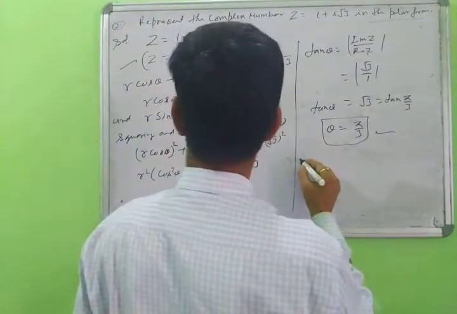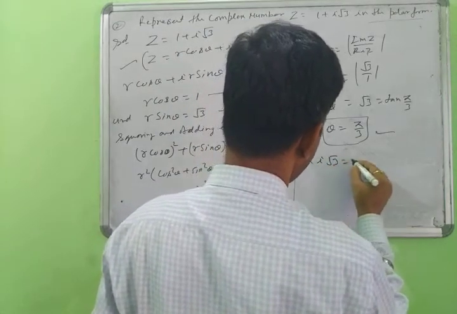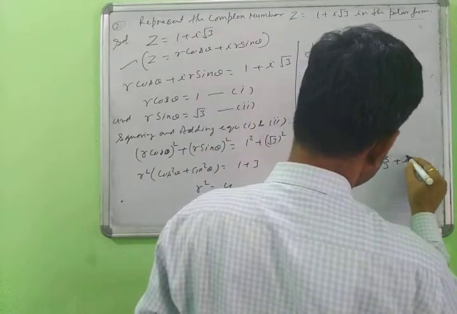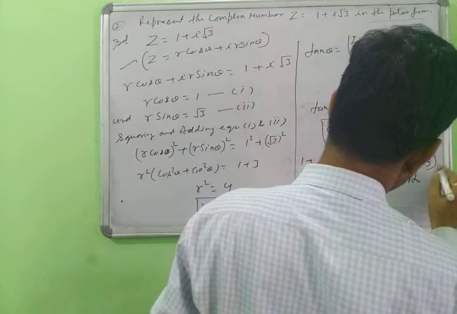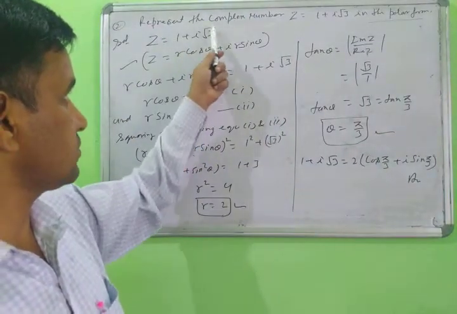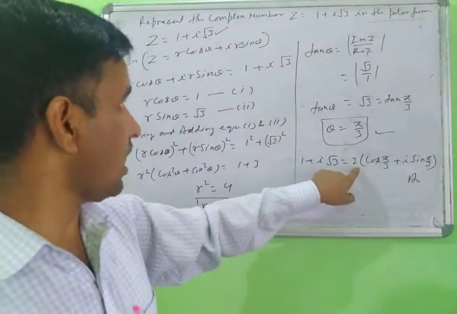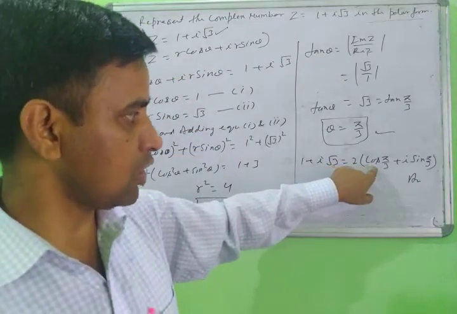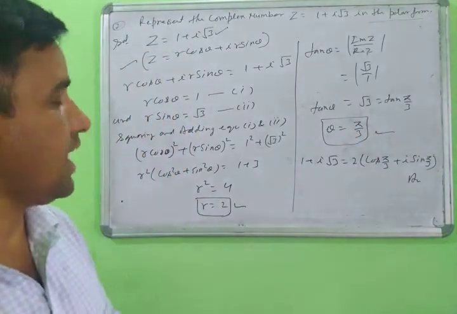Polar form: 1 plus iota root 3 equal to r, the value of r is 2, times cos pi by 3 plus iota sin pi by 3. This is your answer, the polar form of this complex number. Here r is 2, so I am taking 2 common, cos pi by 3 plus iota sin pi by 3. The value of theta here is pi by 3. So this is your polar form of the complex number.